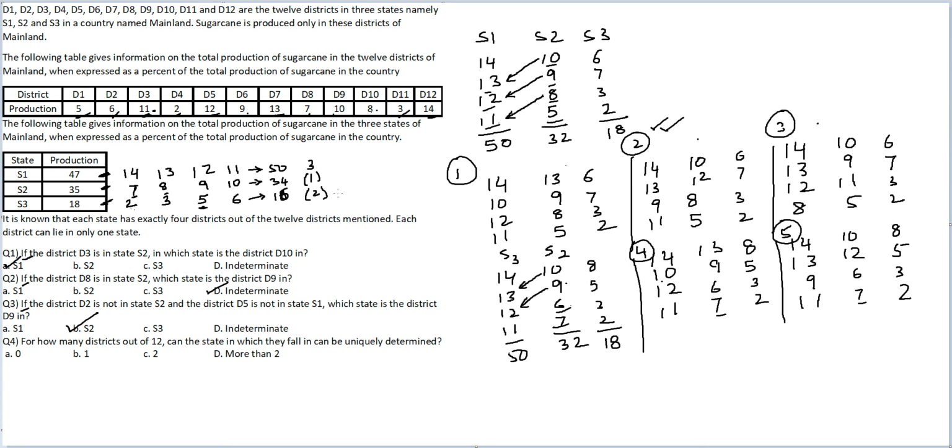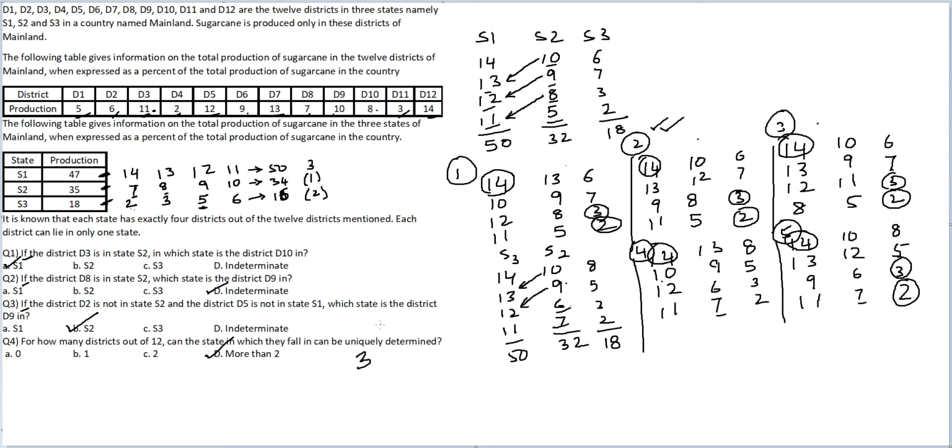The districts that will definitely not change their states have to be at the extremes. If you notice, this 14 here, this 3 here, and this 2 here remain constant. Regardless of the case that you take, they will never change their position. 14 will remain in state 1, and 3 and 2 will remain in state 2 respectively. And therefore, the precise answer is 3. Among these options, what we would mark is option D, and that has to be our final answer.